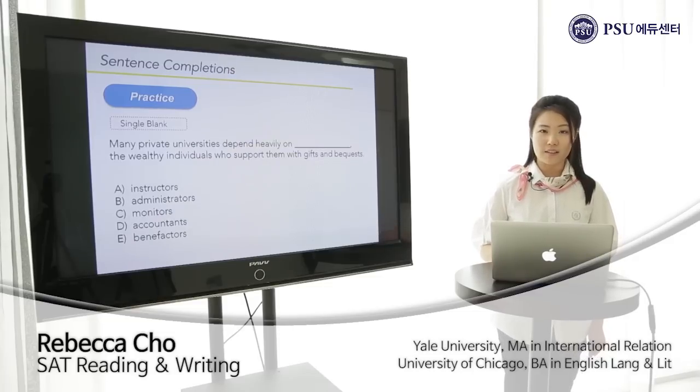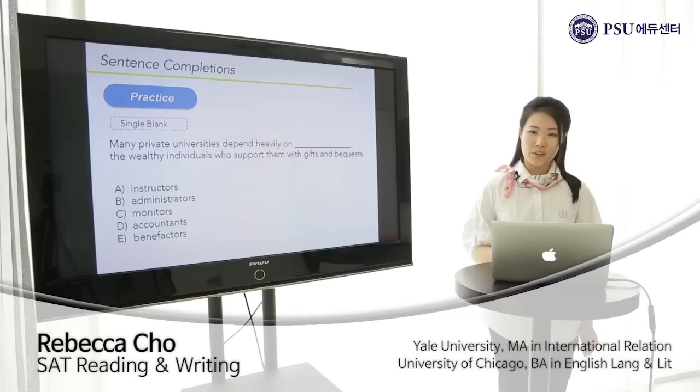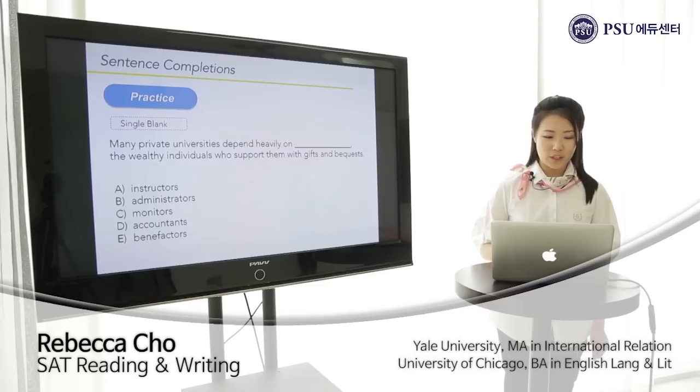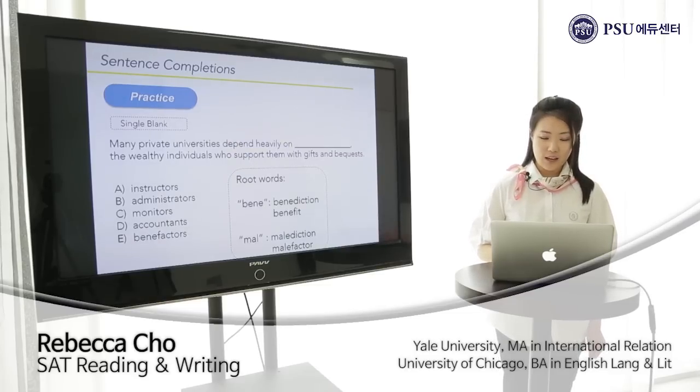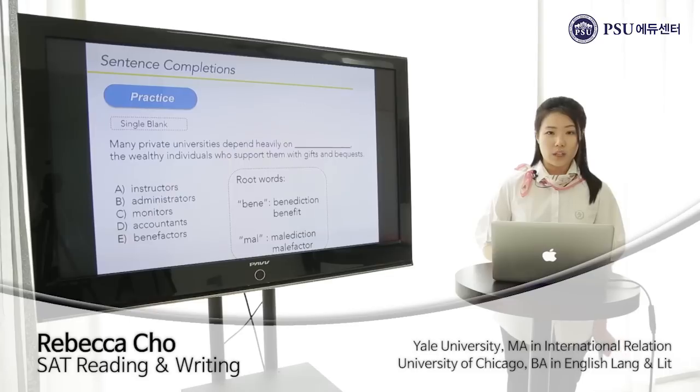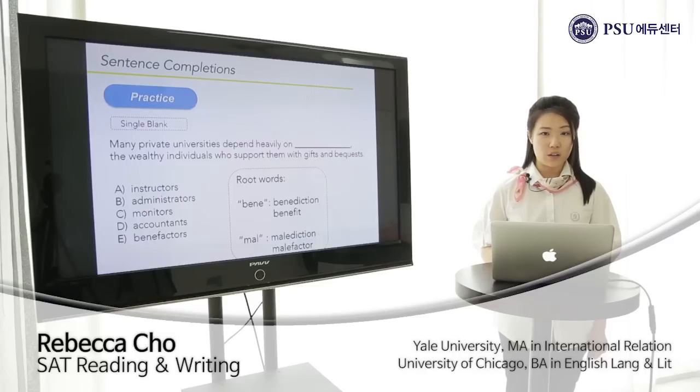But this is not too difficult of a word. This is number 1 on the sentence completion. So I would think that you should be able to get this one correct, but let's say you do not. So here are some root words. And root words are important because, even if you don't know what the word means, they'll give you a clue into the tone of the word or a sense of whether this is a positive or negative word.